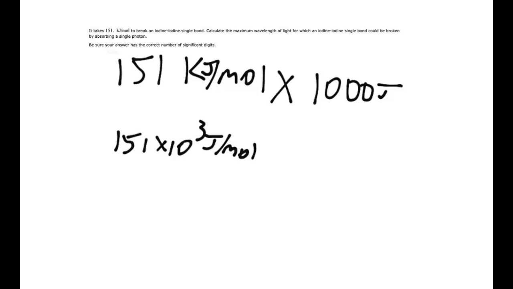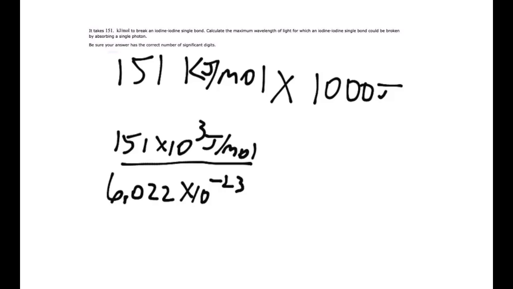And now, in order to account for the amount of moles, all we have to do is divide this number by Avogadro's number, 6.022 times 10 to the 23rd. Upon completing this math, you find that our answer for the amount of joules is 2.51 times 10 to the negative 19th joules. Okay, now we have the number of joules required to break a single iodine-iodine bond.